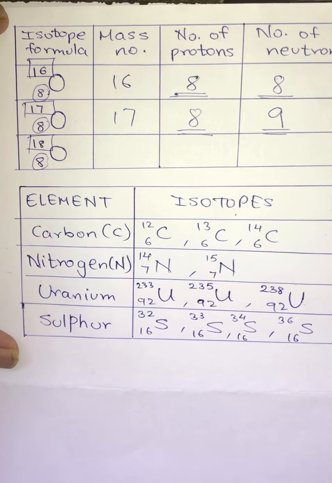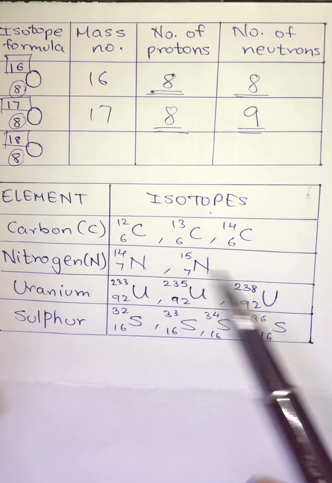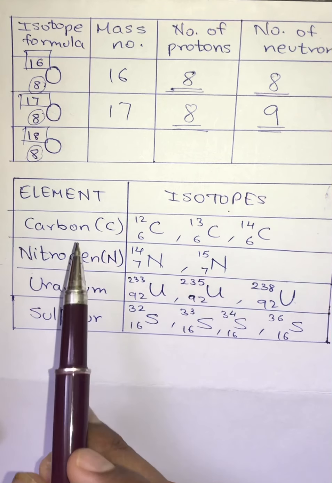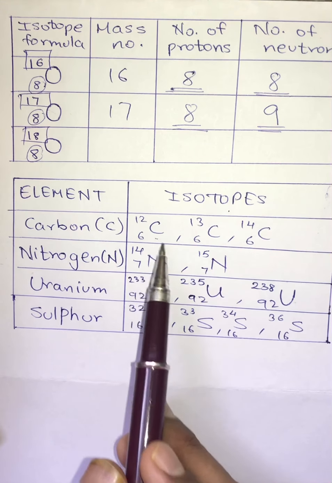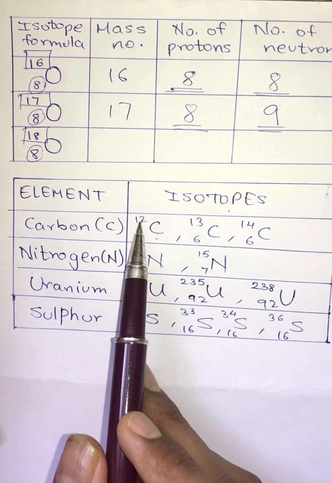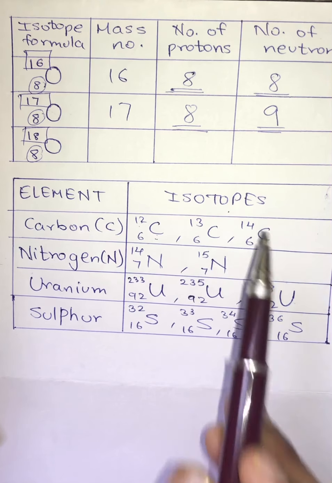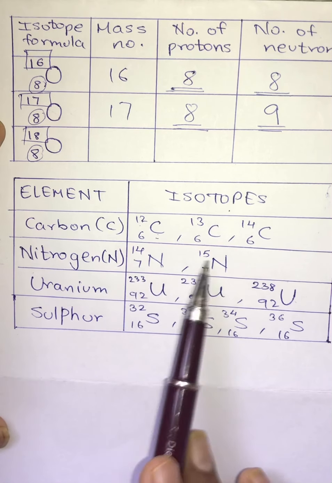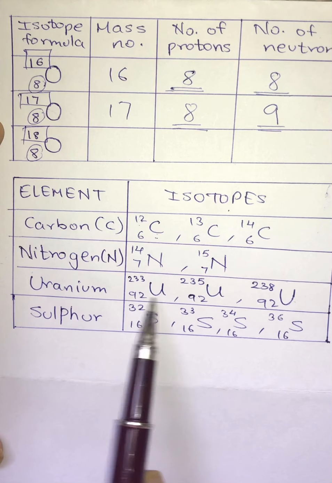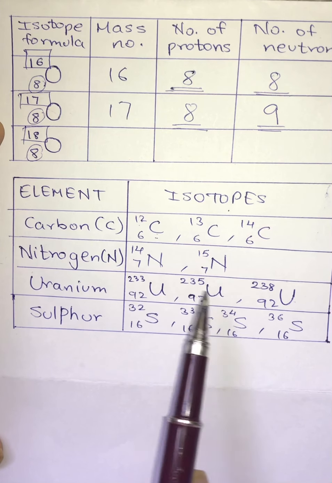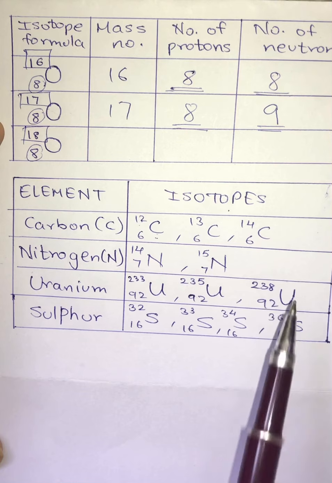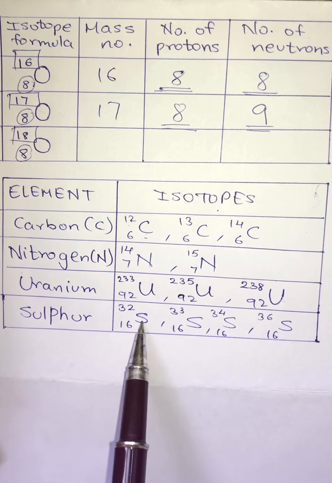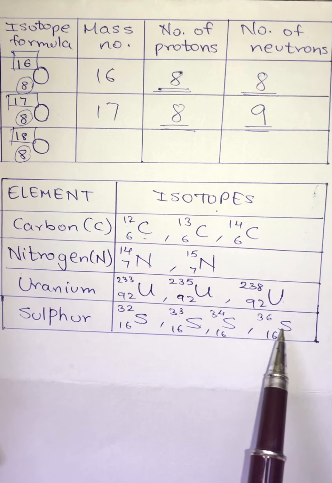I have got some more examples for you all. Now I won't be solving these examples individually, I have just jotted them together to tell you all. So carbon has 3 isotopes, in which it has 12 atomic mass number in one case, 13 atomic mass number, and C14. The nitrogen also has 2 isotopes, N14 and N15. Uranium has 3 isotopes, U233, U235, U238. And sulfur also has 4 isotopes, which is nothing but S32, S33, S34, S36.